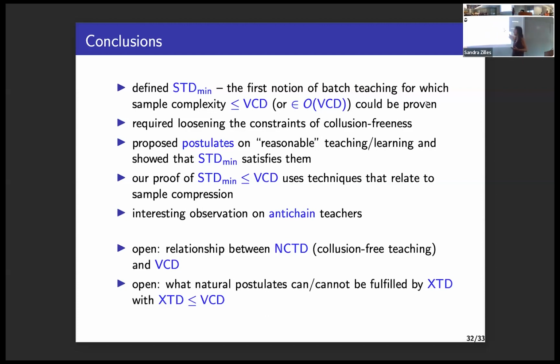For example, what's the relationship between NCTD and VCD? So the classical collusion-free teaching, can it be done with VC dimension? Or also, what natural postulates can you or can you not fulfill if you want to have a teaching notion upper bounded by VC dimension? Does that somehow constrain what you can say about teacher and learner, how they can communicate?